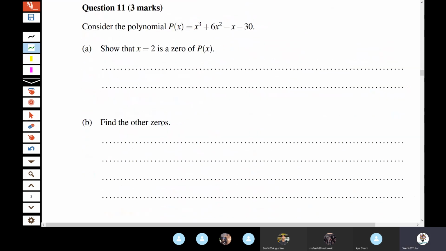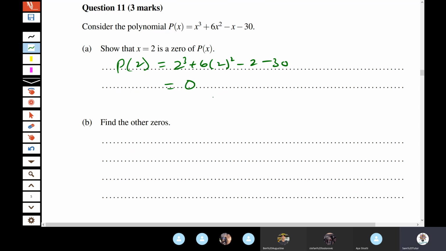Consider the polynomial P(x) equals this. Show that x equals 2 is a zero. Oh, so easy. P(2) equals 2 cubed plus 6 times 2 squared minus 2 minus 30. You might actually find Extension 1 revision easier than Advanced because there's less content.